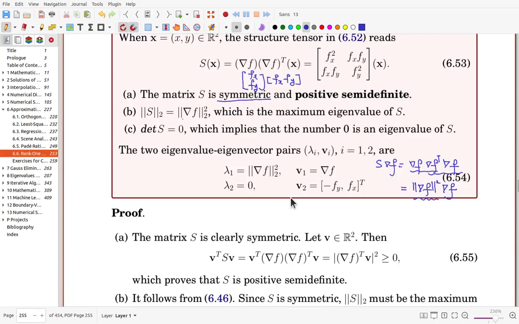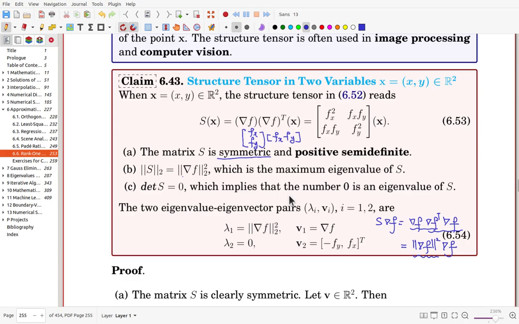This one, special case, is now representing the structure tensor for a grayscale image. A grayscale image can be considered as a function of two variables. So once you are dealing with grayscale images, this structure tensor will be used there, and its structure tensor is a rank 1 matrix.